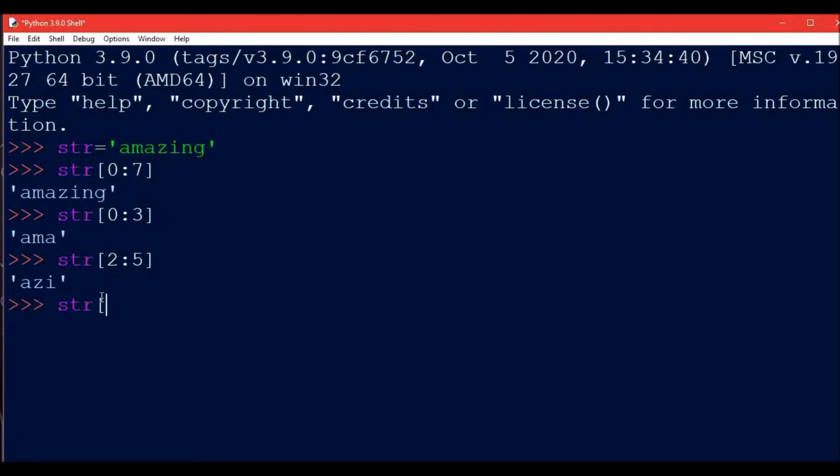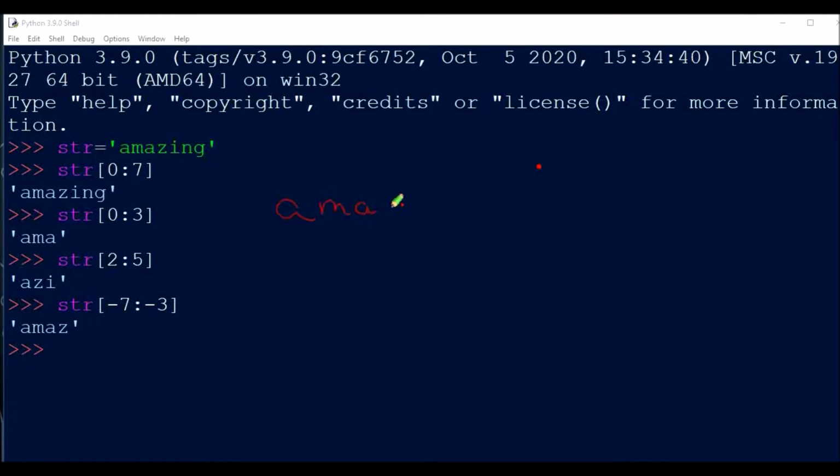We can also pass negative values as argument, or we can say negative index. So if I write -7:-3, so in this case what will I get? AMAZ. Why will I get this? Because letters from the indices -7 it will start, and -6, -5, -4. This will not be included, because -3 minus 1 is -4. So up till -4 only we will take.